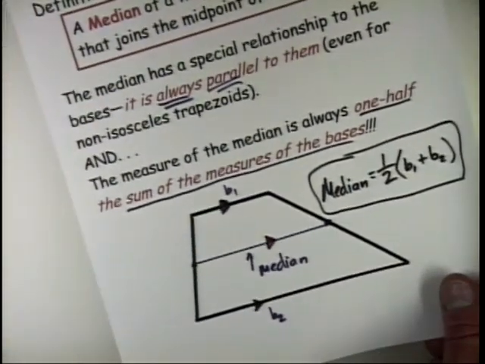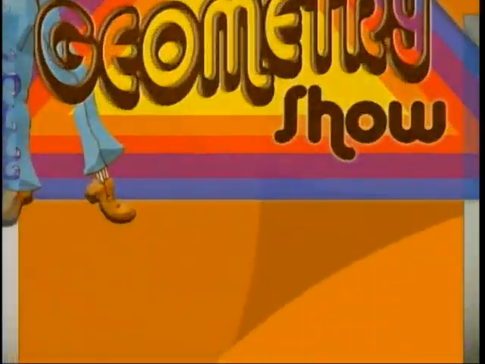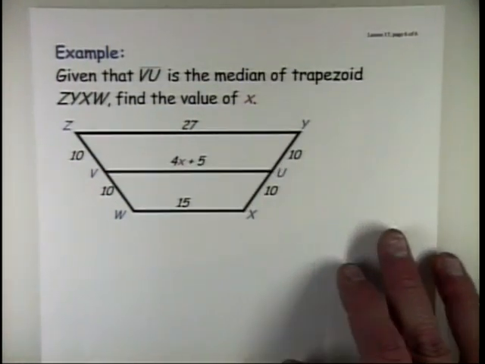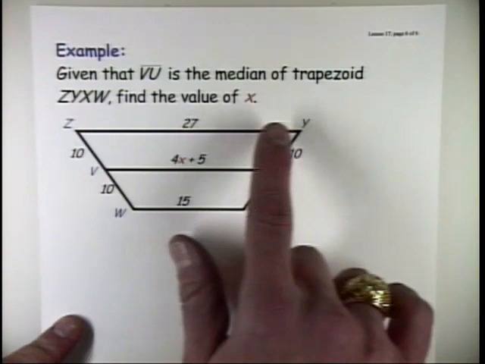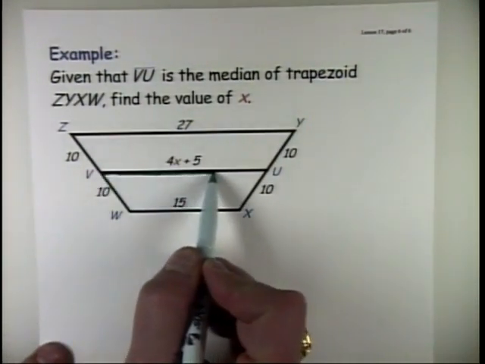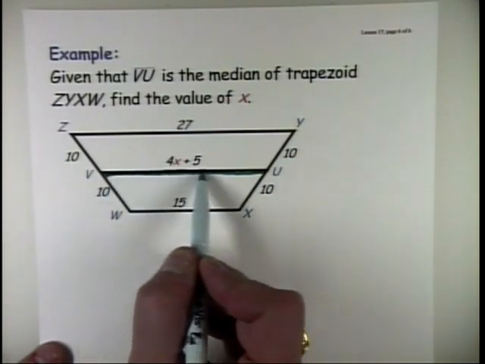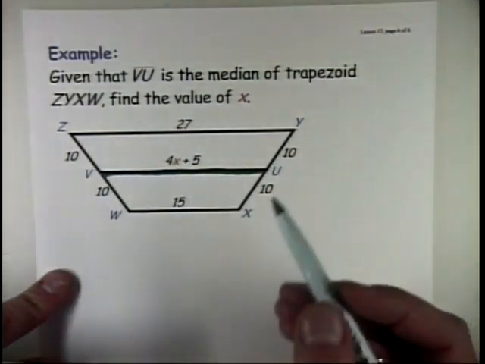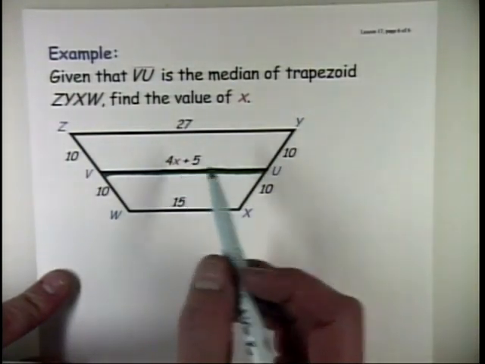Okay, let's look at one of those types of examples. Here's what you might see in class or out in the real world somewhere. Given that segment VU is the median of a trapezoid, and let's identify VU, it's right here. Okay, so it's a median. So what does that mean? Before I even read on, I just want to say what that means in my own mind, but I'm going to speak out loud so you can hear me out there.